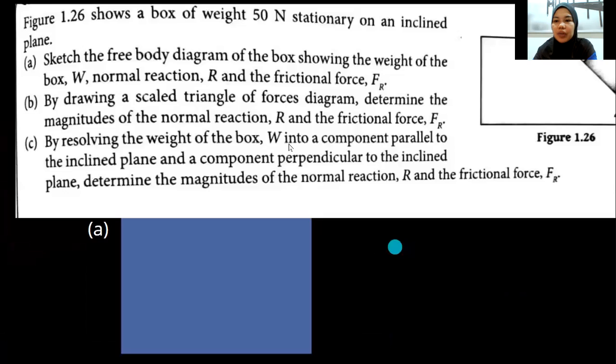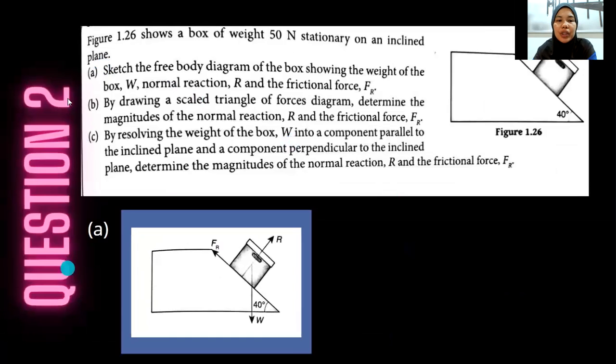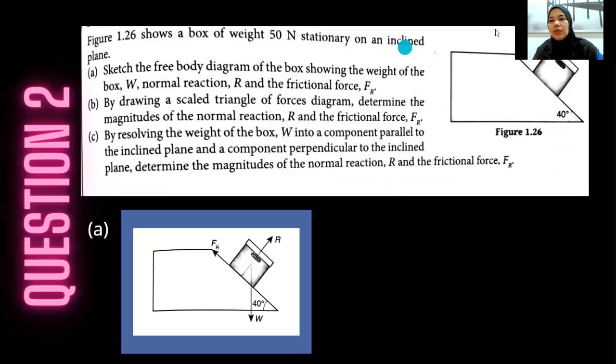Okay, we're going to proceed to question number 2. This is the diagram. Figure 1.26 shows a box of weight 50 Newton stationary. Please underline every time you read the question. Underline the important value or important statement. 50 Newton stationary on an inclined plane. You can see it's inclined.